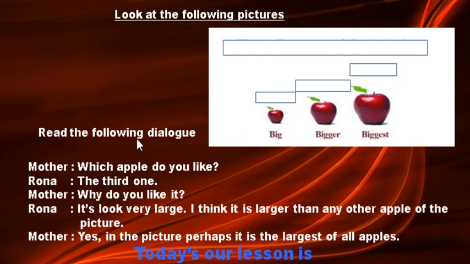So, what do you understand from this dialogue? We have understood that here are three apples, and the first one is smaller than the second one, and the third one is bigger than the two apples, right? So here we are comparing with different forms of adjectives. So our today's lesson is comparison of degree.